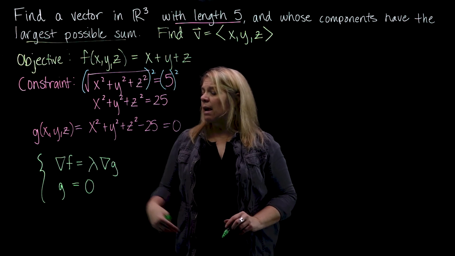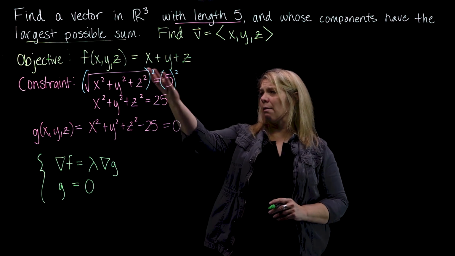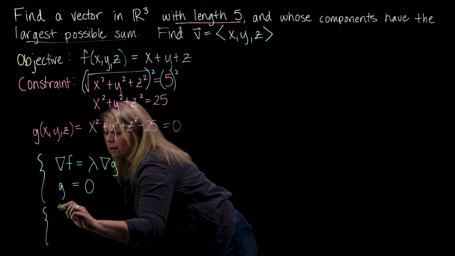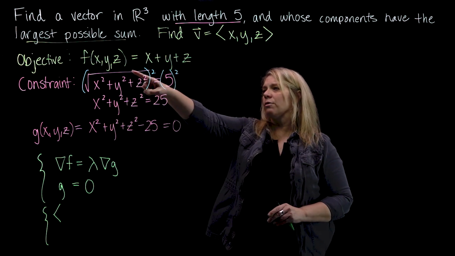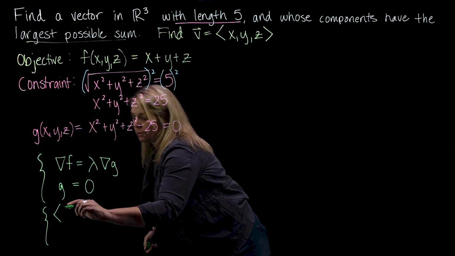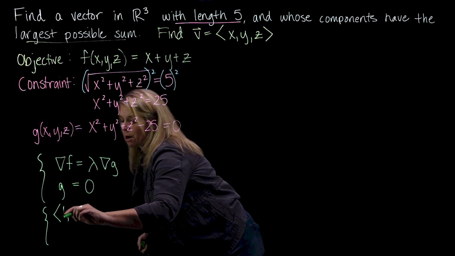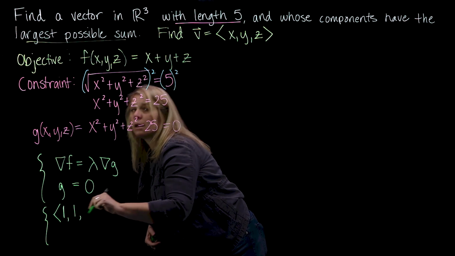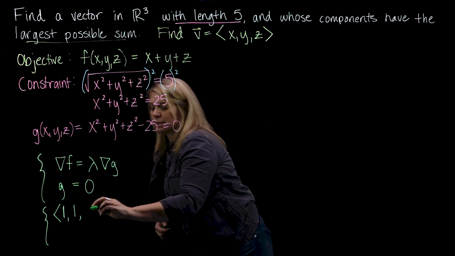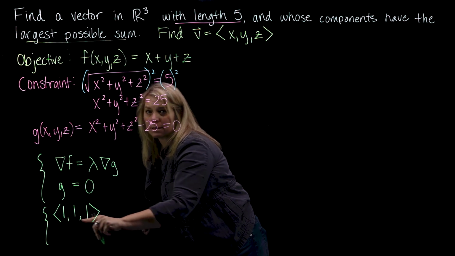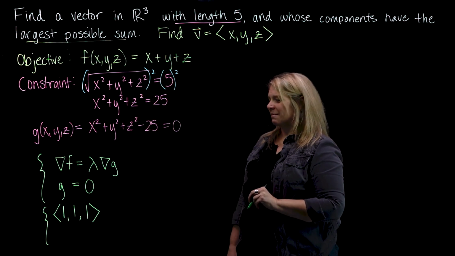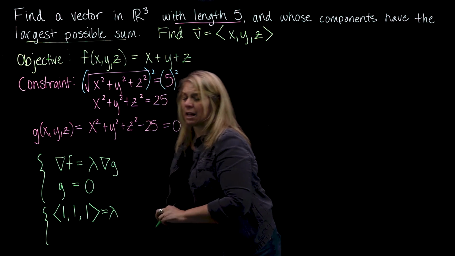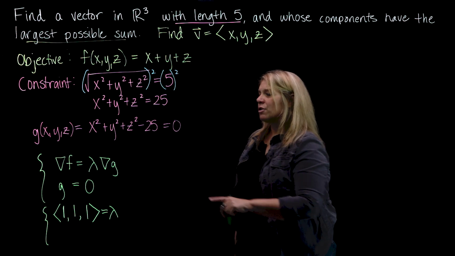Okay, so the gradient vector for this problem, gradient of f, I'll just rewrite this here for our particular f function. Partial derivative of f with respect to x is 1. And partial derivative of f with respect to y is also 1. And partial derivative of f with respect to z is 1. This is about the simplest possible example I could do of this problem. This is equal to lambda, that's an unknown scalar, times the gradient of g.